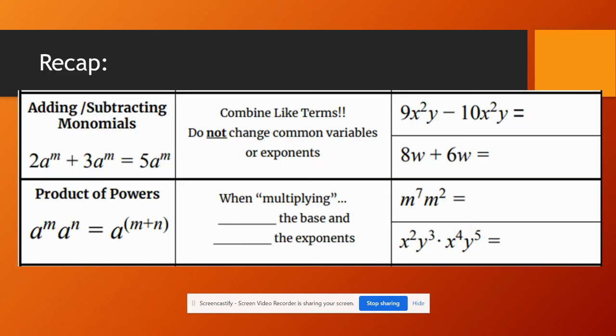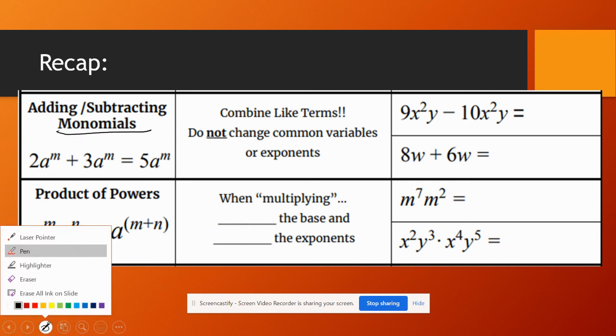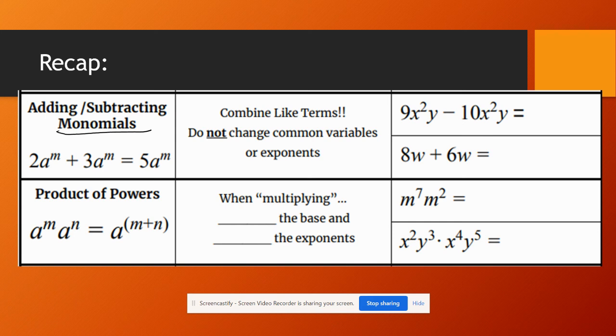All right, recapping all of this stuff. We have adding and subtracting like terms. That's what this monomials part means. Adding and subtracting like terms, we don't change the exponents. We just add or subtract the coefficients or the numbers in front.